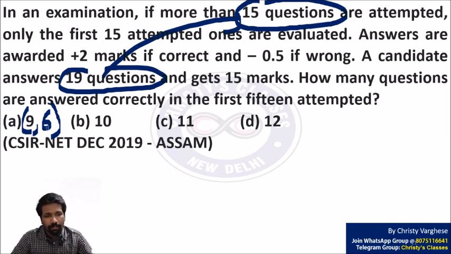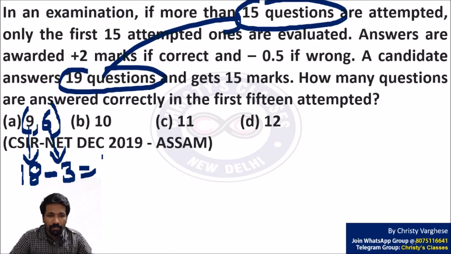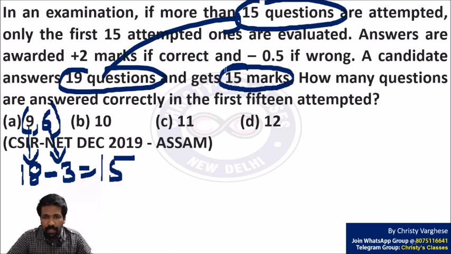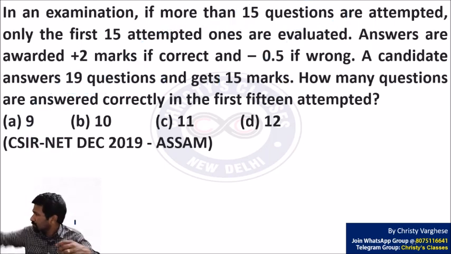So 9, remaining 6. 9 questions correctly answered means 18 marks he will get. 6 questions wrongly answered means 6 by 2, 3 marks will be lost. 18 minus 3 is 15 marks. That means option A is clearly satisfying 15 marks. So option A is the answer. I hope all of you understood that.